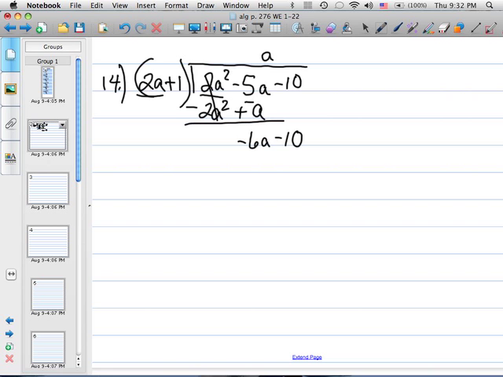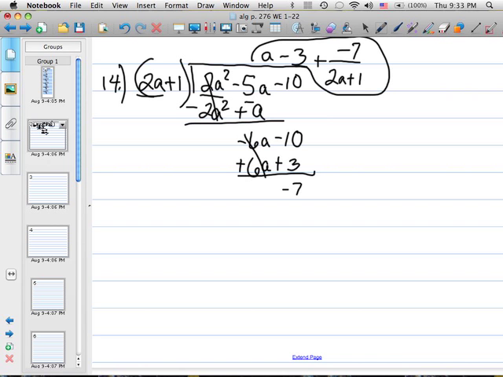To get 2a to be negative 6a, we need to multiply by negative 3. Multiply the binomial, we get negative 6a minus 3. Subtract, change your signs, and we get negative 7 as our remainder. So we add negative 7 over 2a plus 1. The back of the book might have minus 7 over 2a plus 1. It's the same thing.